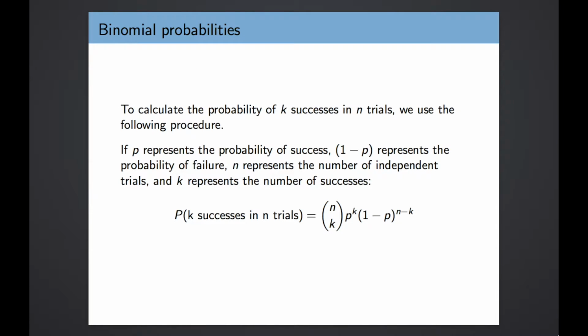So to calculate binomial probabilities, we need both of these components of the equation, the number of possible scenarios and the probability within a given scenario. So to calculate the probability of k successes in n trials, we're going to use this formula. Keep in mind, p means the probability of success, 1 minus p is the probability of failure, n is the number of trials, and k is the number of successes. So the probability of getting k successes in n trials is n choose k multiplied by p to the power of k times 1 minus p to the power n minus k.